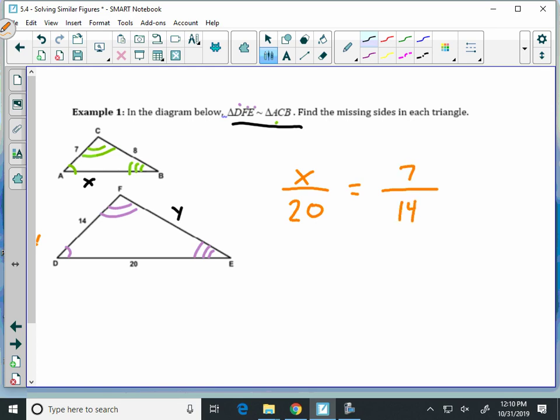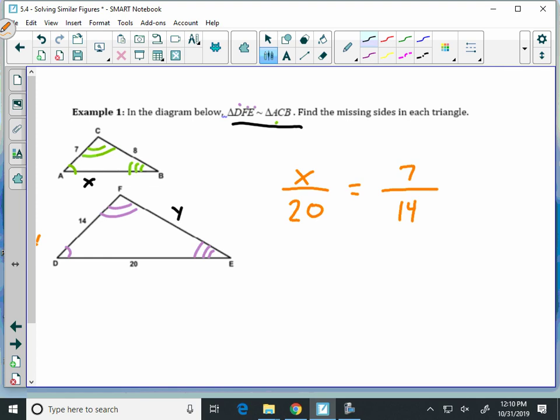Could we have used 8? We could have. What side matches up with 8? If we have 2 different variables, you can have 2 of the same variable. That's fine. You just can't have 2 different ones. So we could not have used 8, we had to use 7. So we have our proportion.